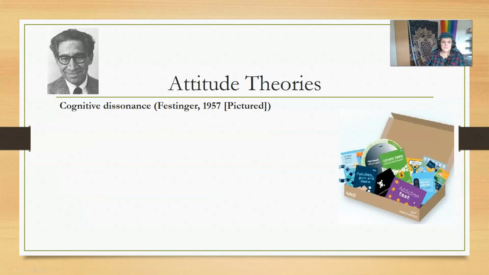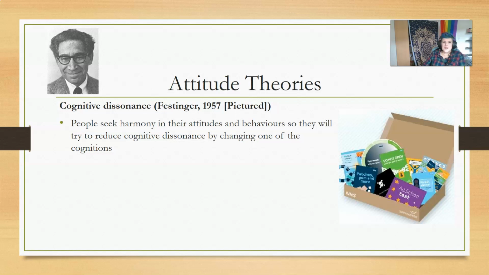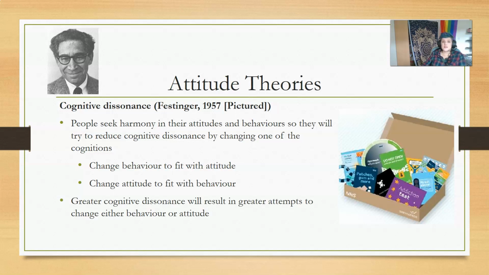So how does that happen? People seek harmony in their attitudes and behaviour, so they try to reduce cognitive dissonance by changing one or more of the cognitions. You could change your behaviour to fit with your attitude, so I feel guilty and shameful about drinking so much, and so I will change my behaviour to drink less. Or I can change my attitude to fit with my behaviour. I might think, well, you know what, I'm a student, there's time to be sensible when I'm older, that kind of thing. Greater cognitive dissonance will result in greater attempts to either change a behaviour or an attitude.